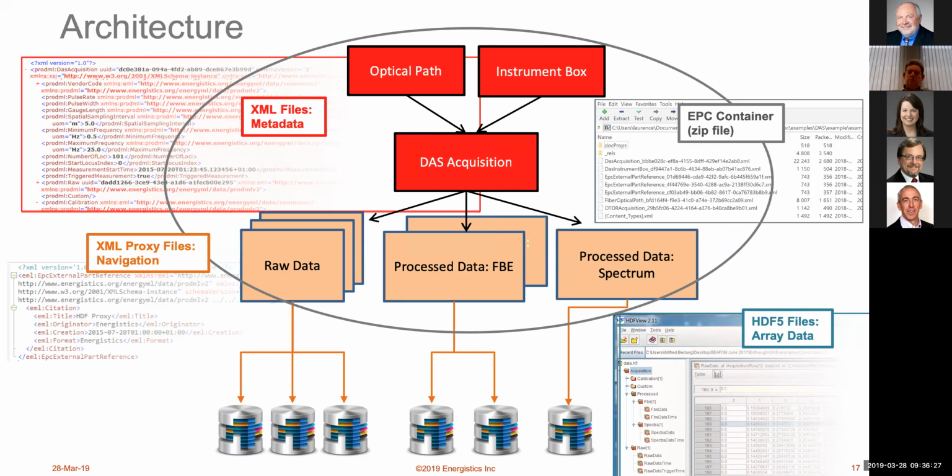Now this is the architecture of how this data is transferred, and it's relatively complicated compared with traditional Energistics XML. But the reason for that is because of these huge volumes of data that Wilfred was talking about. So I'm going to start at the top. We've got there three boxes which are red color. I've just been talking about those: the optical path, the instrument box, and what we call the DAS acquisition.